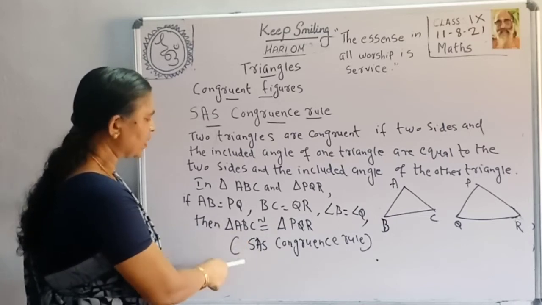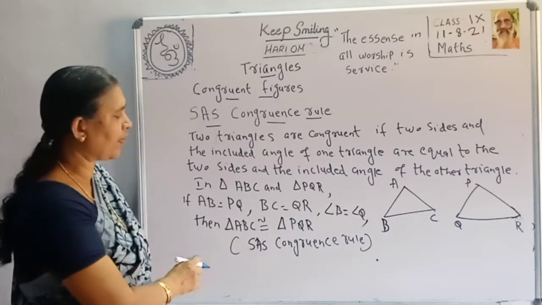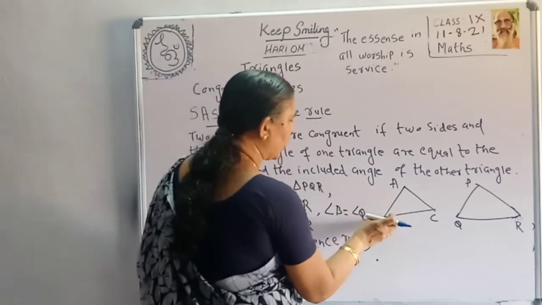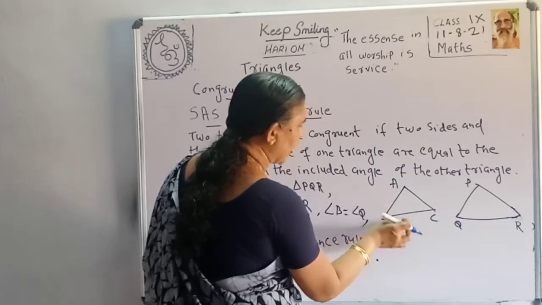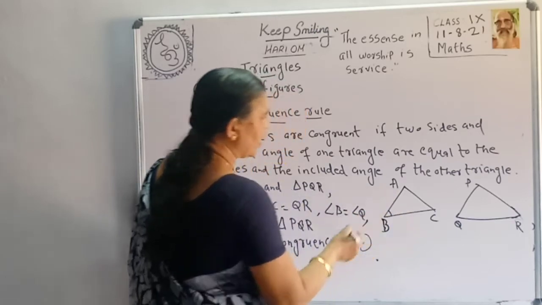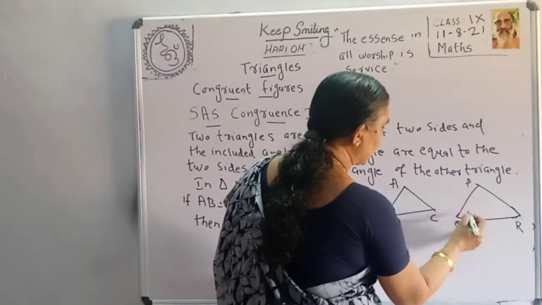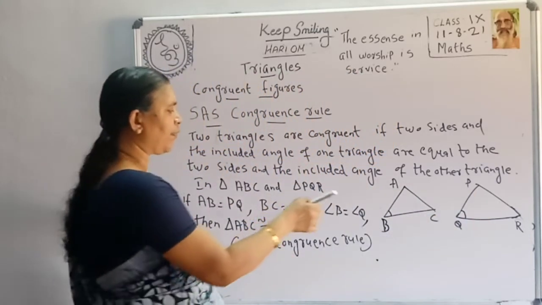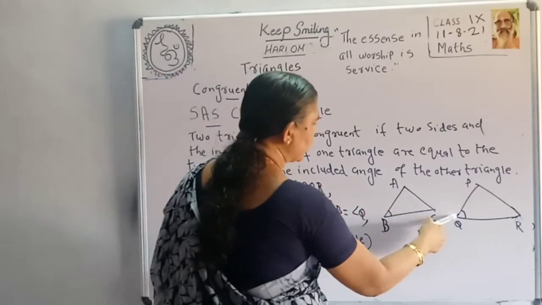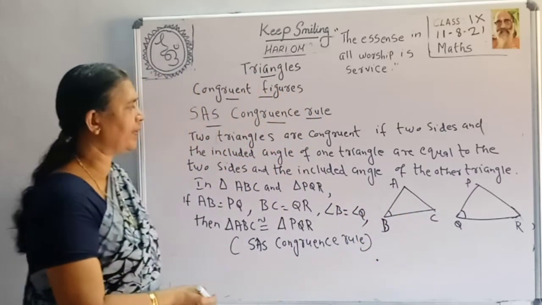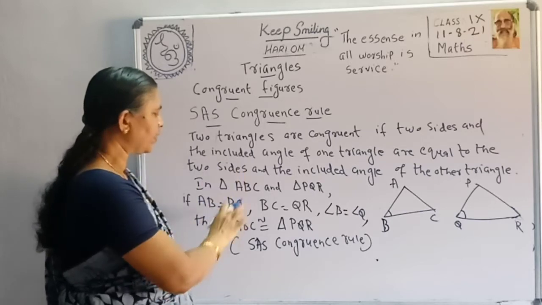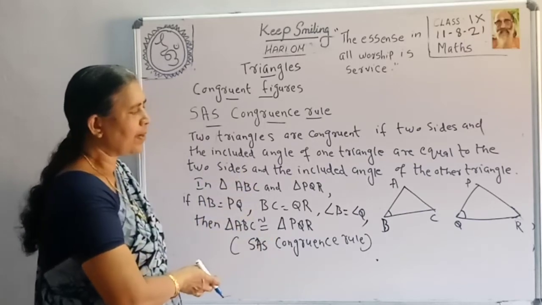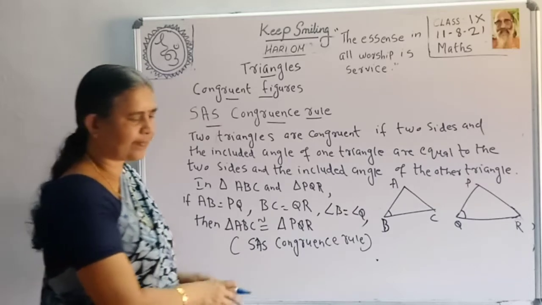By which congruence rule? By the SAS congruence rule. The two sides are AB and BC and the included angle is angle B. The two equal sides are PQ and QR and the included angle is angle Q. So two sides and the included angle of one triangle are equal to the two sides and the included angle of the other triangle. Then by the SAS congruence rule, these triangles are congruent. Therefore, triangle ABC is congruent to triangle PQR.